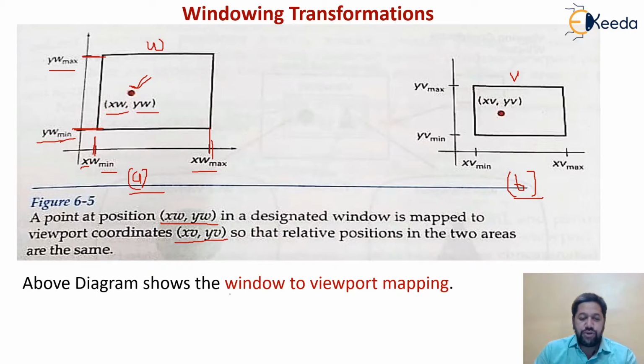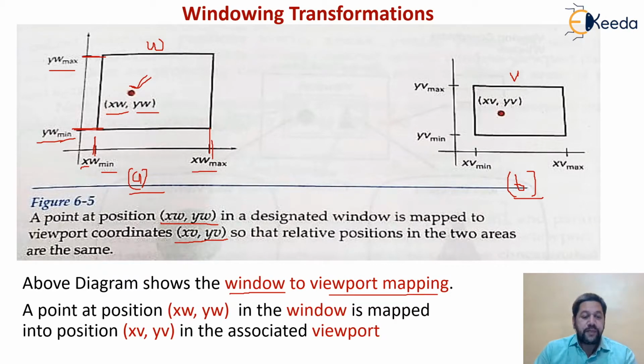The above diagram shows the window to viewport mapping. We are learning window to viewport mapping. A point at position xw comma yw in the window is mapped into the position xv comma yv. After mapping I will get this point xv comma yv, which is associated with the viewport, because under the viewport I am going to get it.